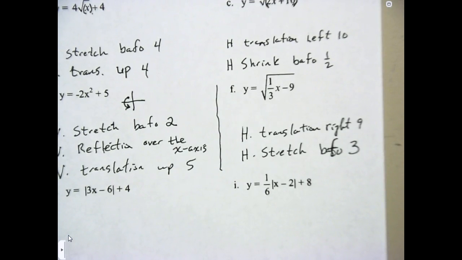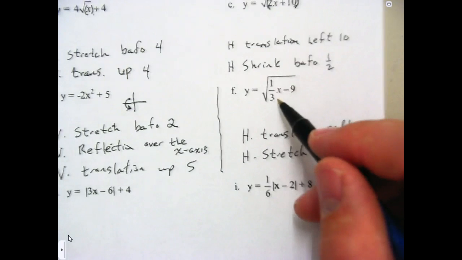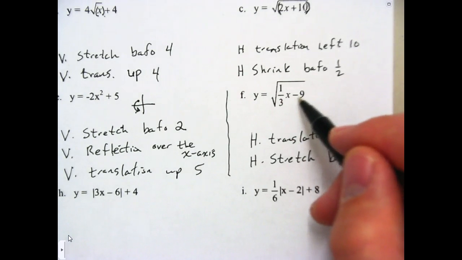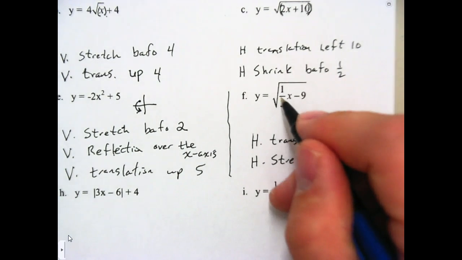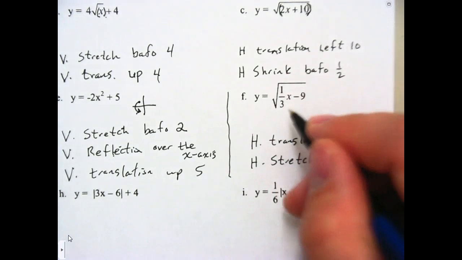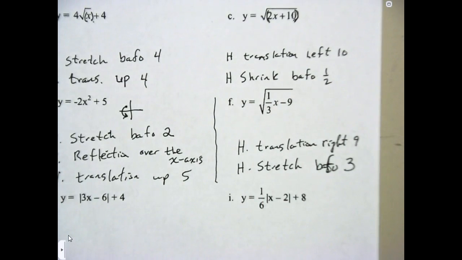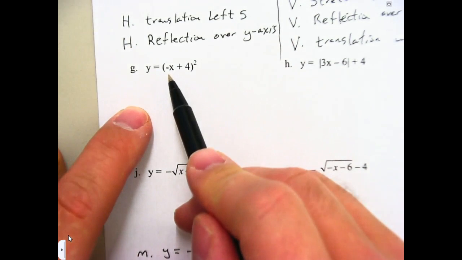Okay? Luke? Why is it a translation? Does a translation have to be positive? No, if it's positive, it moves to the left. If it's +9, it would move to the left. If it's -9, it moves to the right. If you were thinking reflection, the negative would have to be attached to the x. Okay. All right, let's move on. It would be like letter G. So letter G, the negative's attached. So that's a reflection.